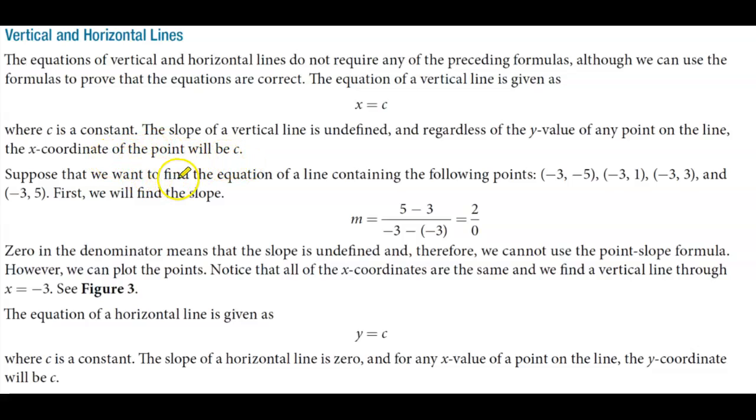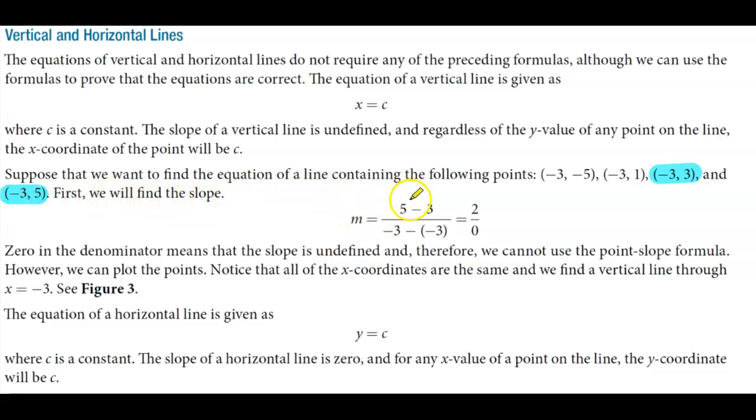Now suppose that we want to find the equation of a line containing the following points: (-3, -5), (-3, 1), (-3, 3), and (-3, 5). So we can use any of these 4 points, but we're going to use (-3, 3) and (-3, 5). So first we're going to find the slope.